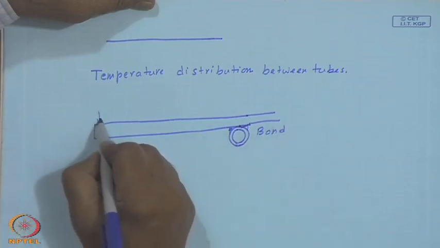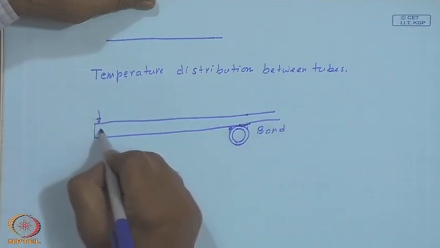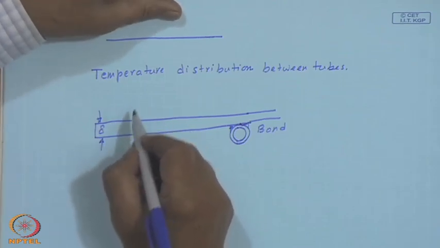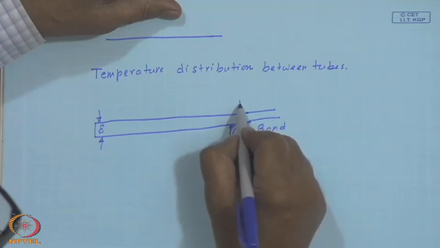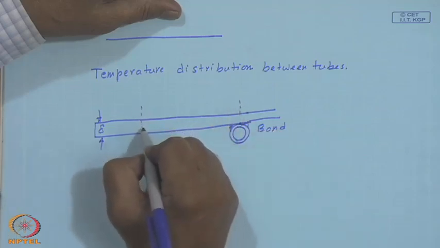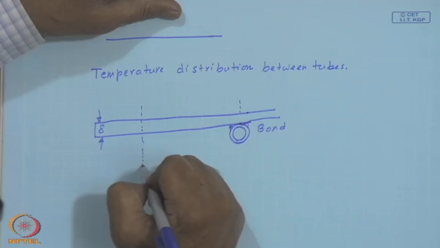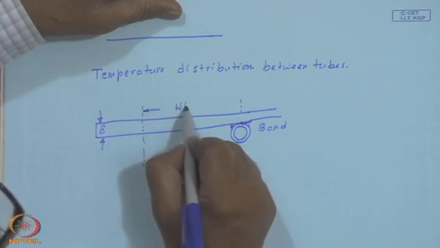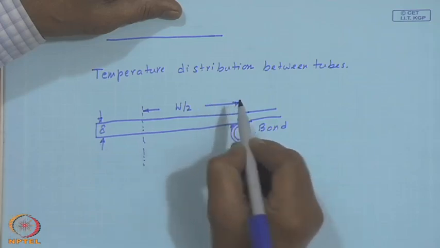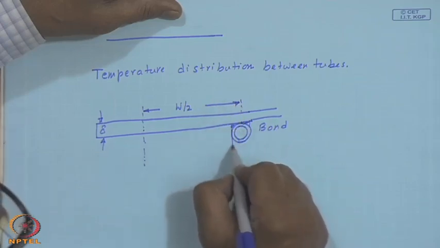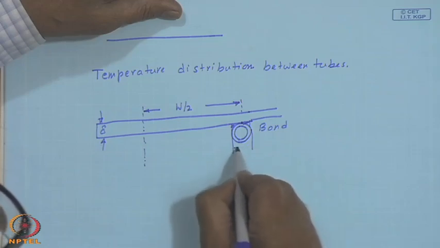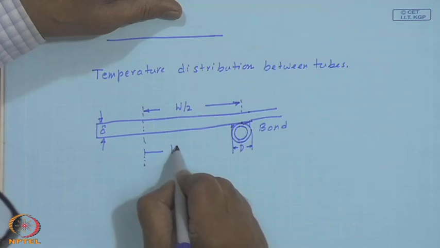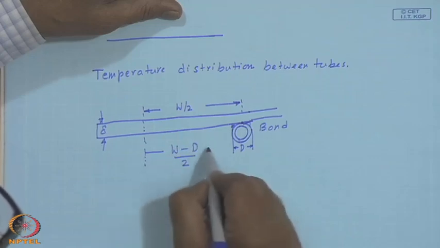Let this thickness be delta, and if we take the center of the tube to the center of the sheet, half of it will be W by 2, and if this is a D capital, this will be W minus D by 2.